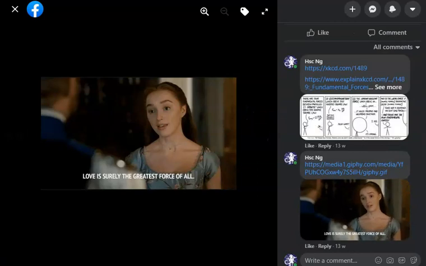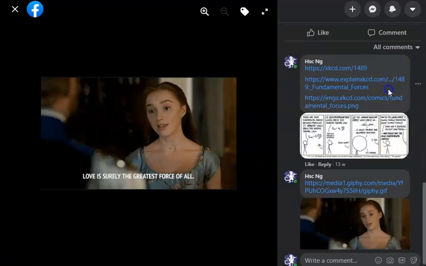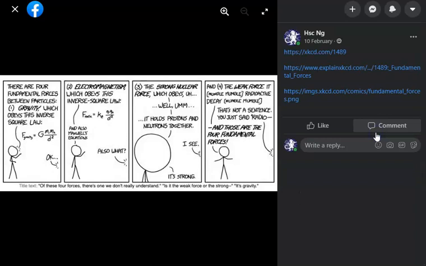Surely love is the greatest force of all. Anyway, there's an XKCD, they're comics for nerds, that says that there are four fundamental forces. And this is a teacher explaining that there's gravity and there's electromagnetism, which follows Maxwell's equations. And then there's the strong nuclear force, which holds protons together. It's strong. And then there's the weak force, radioactive decay.